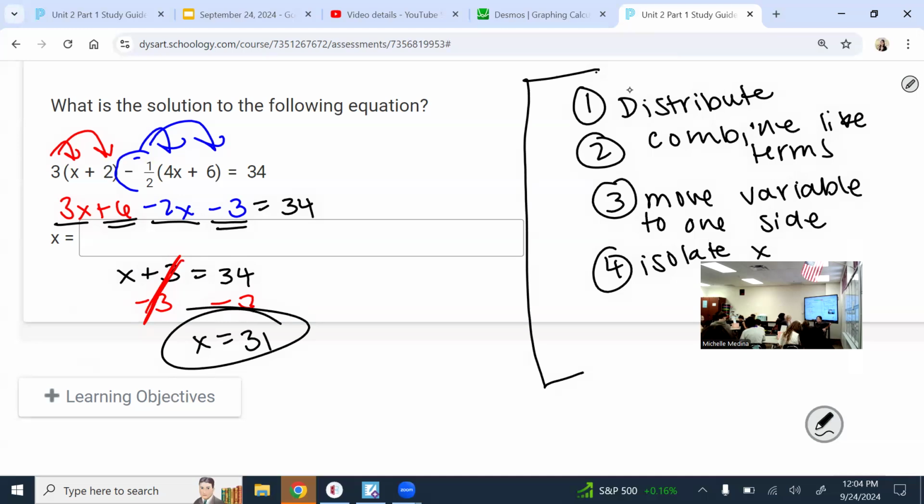The first 3 are if necessary. You won't always distribute, won't always combine like terms, but if you can, you can do both.